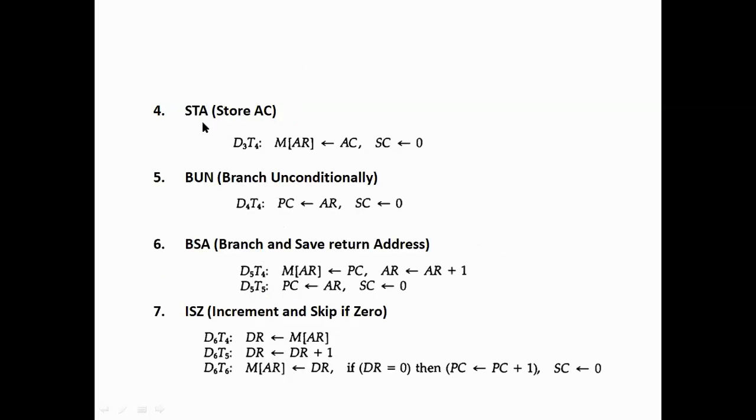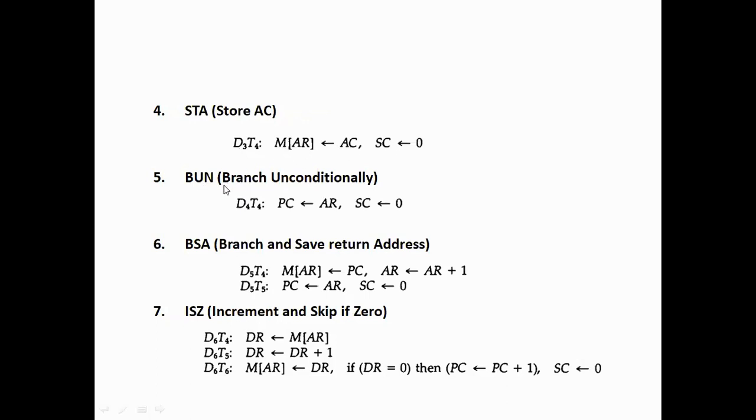The fourth one is STA, store AC, which means that there is some value in AC, store it into the memory. So this is something like a write operation. Right? So it will happen in a single clock cycle, because STA opcode is 100. That means it will be D3, and the AC contents will be transferred to a certain memory location M. So in the memory at this location, AC contents will be stored.